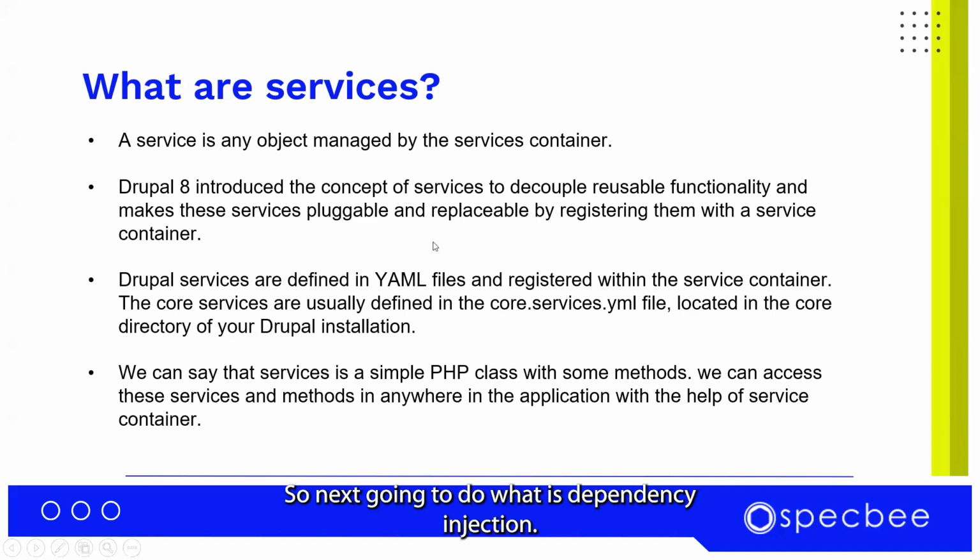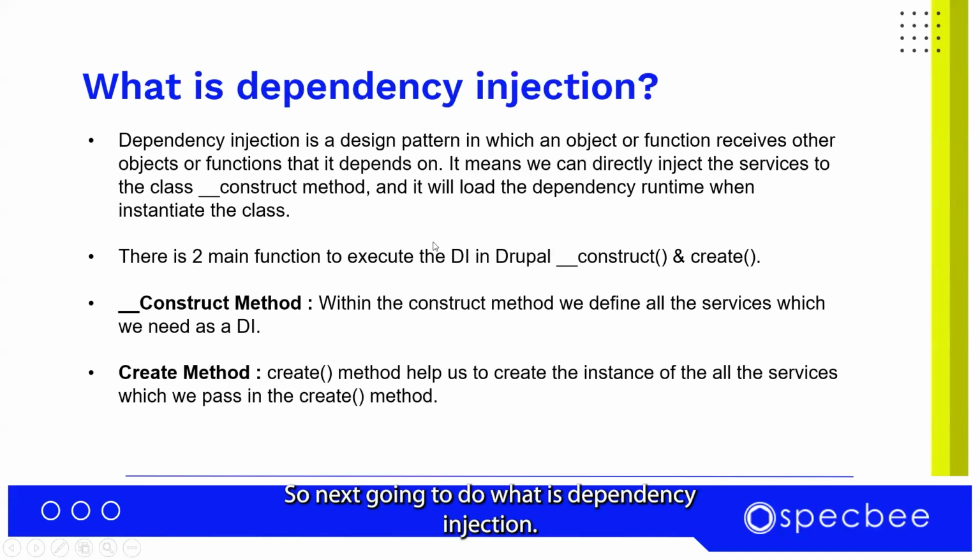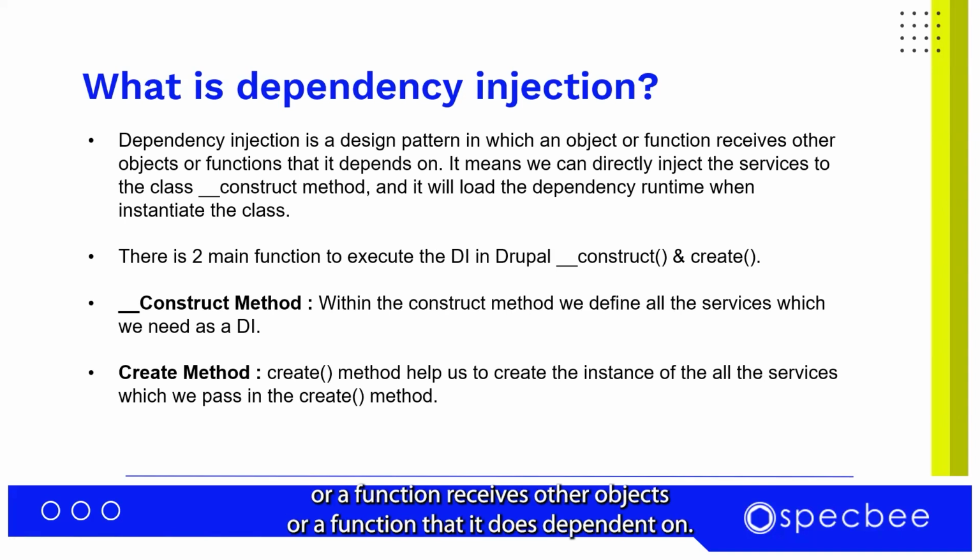Next, going on to what is dependency injection. Dependency injection is a design pattern in which an object or a function receives other objects or functions that it is dependent on. It means that we can directly inject the services into the class constructor method, and it will load the dependency at runtime when it instantiates the class.